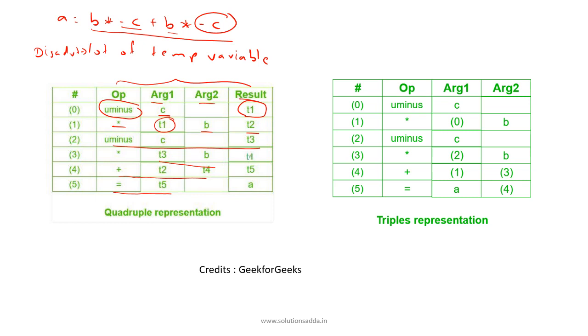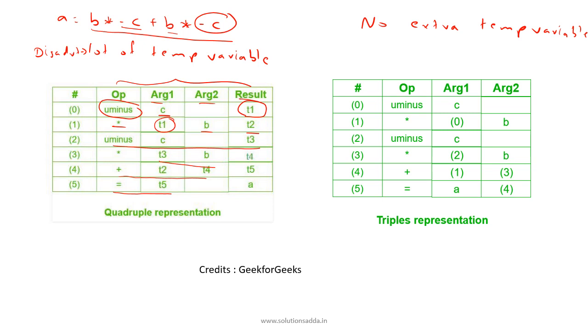So a lot of intermediate temp variables are here. That is one major disadvantage of this quadruple representation, but the major advantage is we can easily rearrange the code for global optimization. Now we have another method, that is triple representation. Here we don't make use of extra temporary variables.